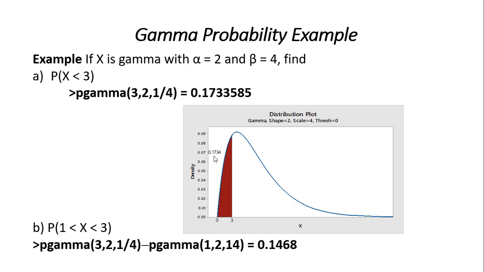If I wanted the probability X is between 1 and 3, once again, we would have to use the CDF twice. So now I have P gamma 3, 2, 1/4, minus P gamma 1, 2, 1/4, and we get 0.1468.